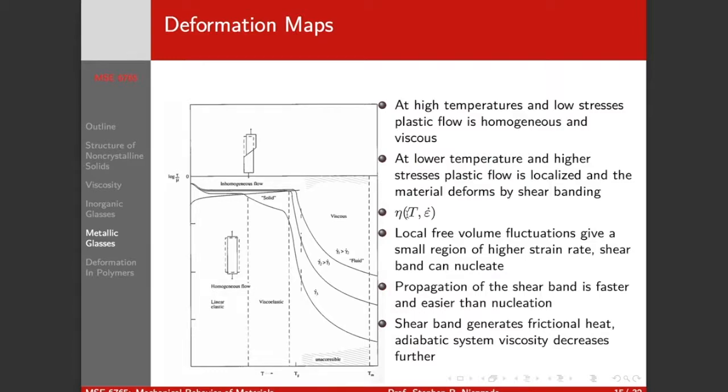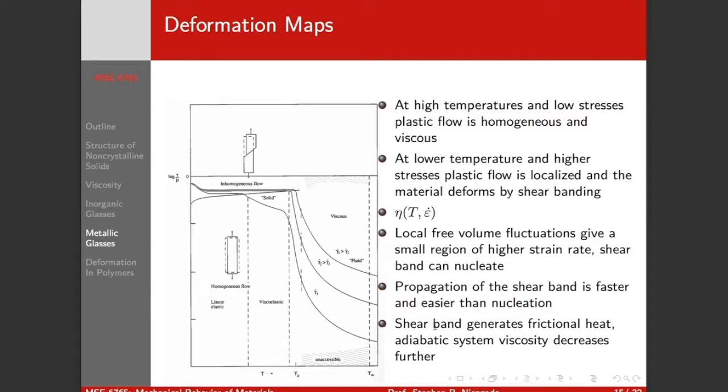Our viscosity is a function of the temperature, our strain rate, and our free volume. And what happens in the shear band nucleation is local free volume fluctuations can give a small region of higher strain rate, and the shear band can nucleate. Right? And there's still a lot of debate about how exactly these shear bands generate and propagate. But nucleating a shear band is difficult, but propagating them is easy.